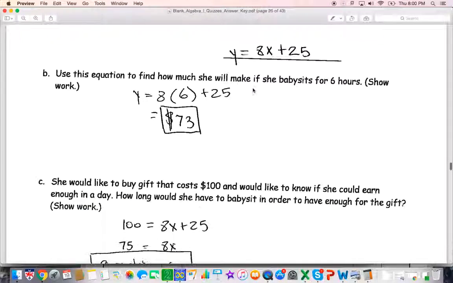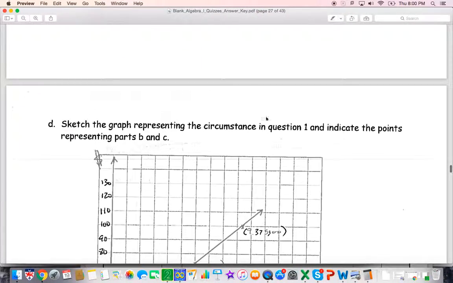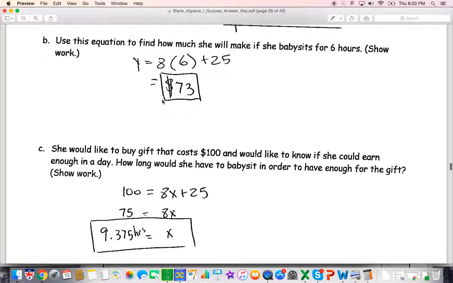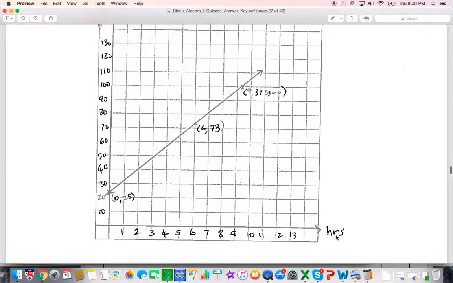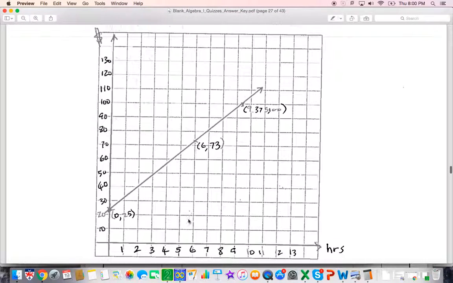All right, so now we're being asked to sketch the graph that represents the situation described on this page. We also want to indicate the points that are represented by B and C. It doesn't seem like this is a coordinate pair, but it actually is, because we found that when x is 6 hours, then y is 73. So our first point is (6, 73). We can see on our graph, labeled hours and money, that this point is (6, 73).